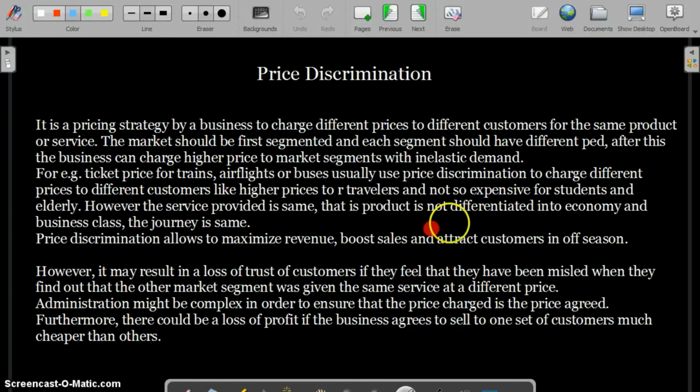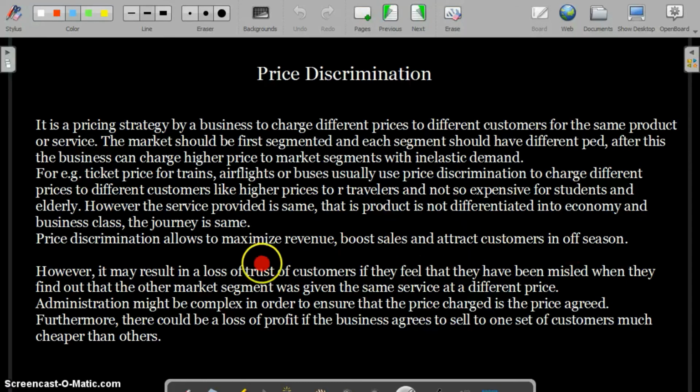The product is not differentiated into economy class or business class. The journey is the same, everything is the same. It's just that you charge differently because they have different price elasticity of demand. Now, the advantage of it is that it allows you to maximize revenue, boost sales, and attract customers in off season when your sales are not high. So you want to decrease prices for people whose market has elastic demand. When you decrease price, the sales will dramatically increase. At least that's what the PED says.